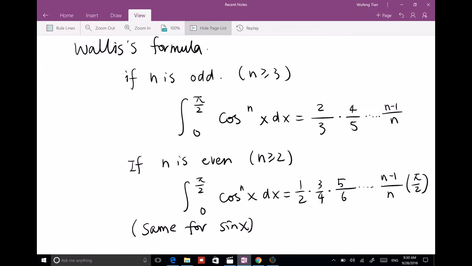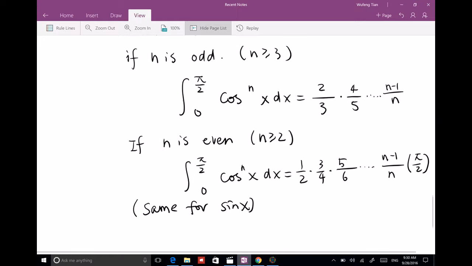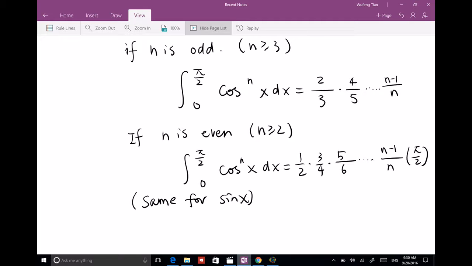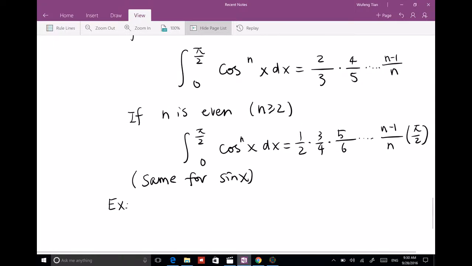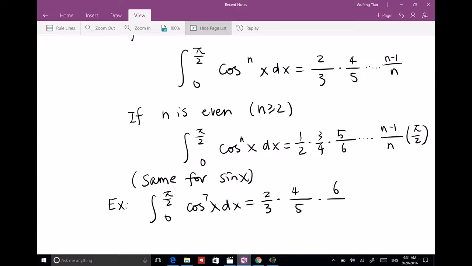And we can look at this example. Look at example. If we have 0 to pi over 2 and cosine x power 7 dx, if we use the formula, it's going to be 2 over 3, all the odd numbers, 4 over 5 times 6 over 7. So basically you have, this is power 7. You start from 3, 3, 5, 7.